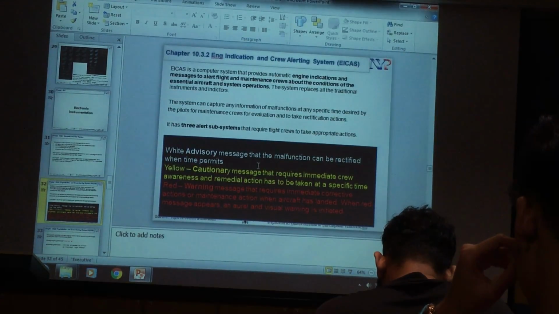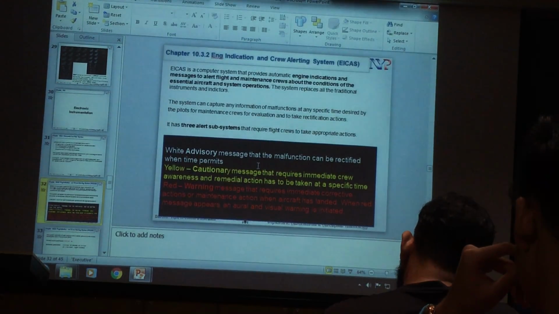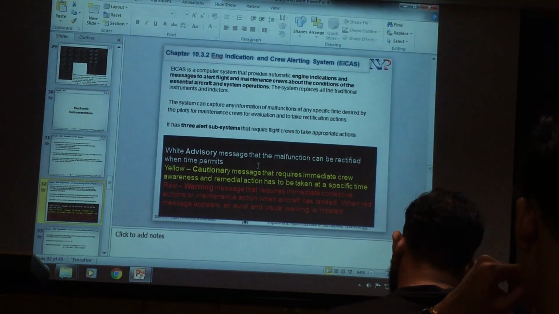The red color means what? Warning. When the engine is on fire, can you wait or not? No. Cannot wait, this is urgent. Must do action, must do something.